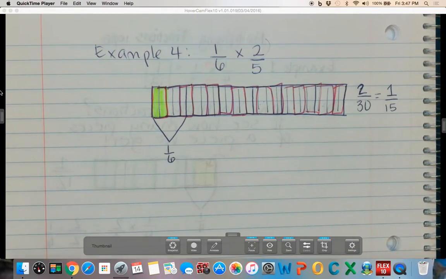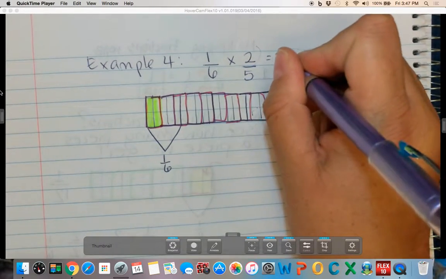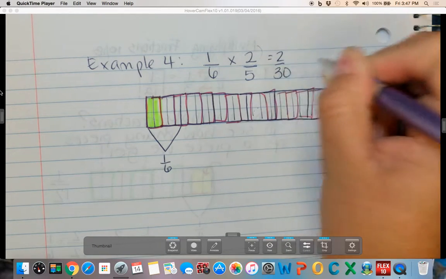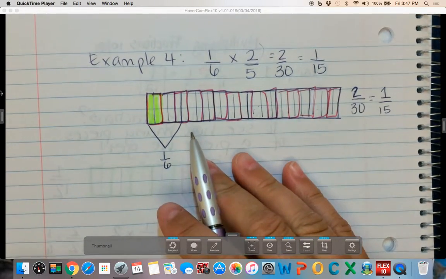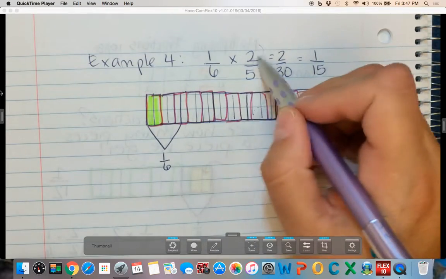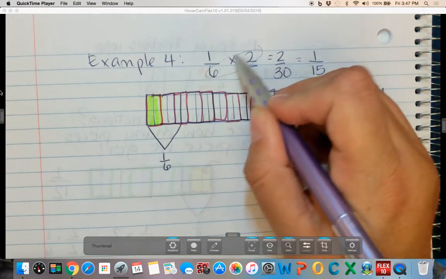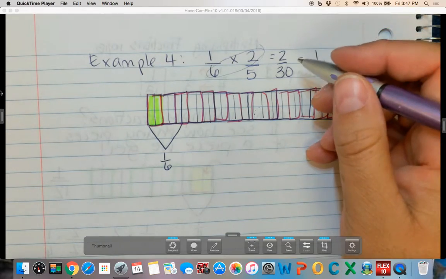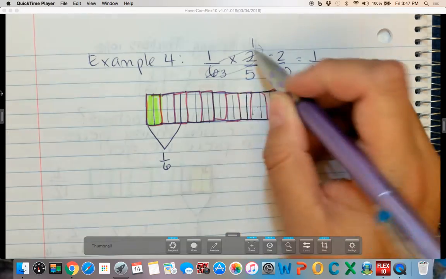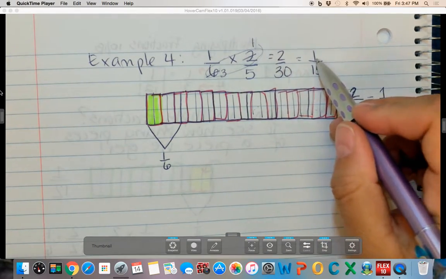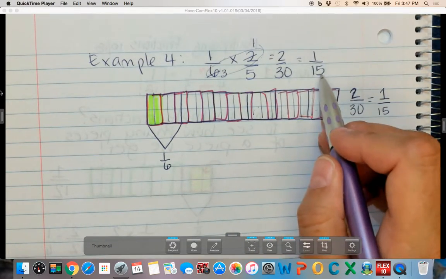And if you were to multiply this straight across, you get 2 out of 30, which is the same as 1 over 15. Those of you who know how to cross cancel will also see that 2 and 6 are divisible. 2 goes into 2 once, 2 goes into 6 3 times. 1 times 1 is 1, 3 times 5 is 15.